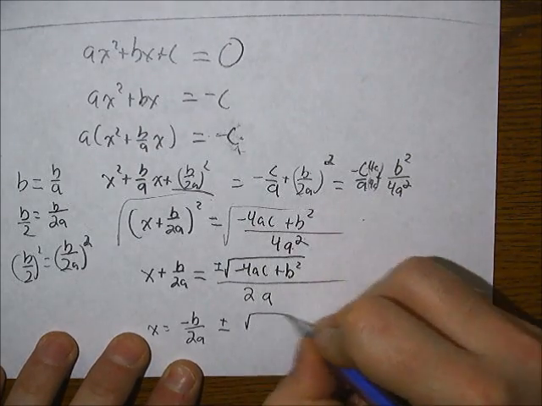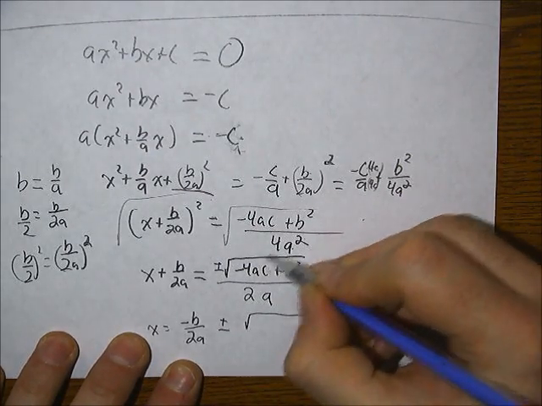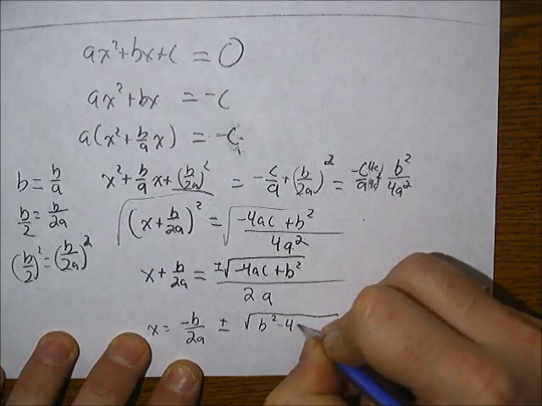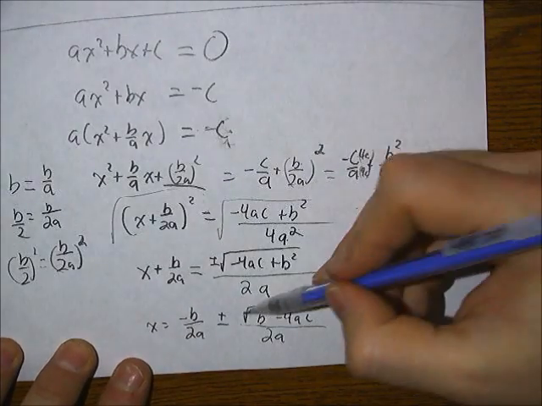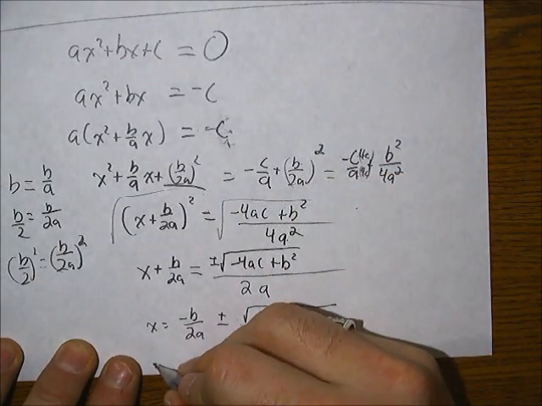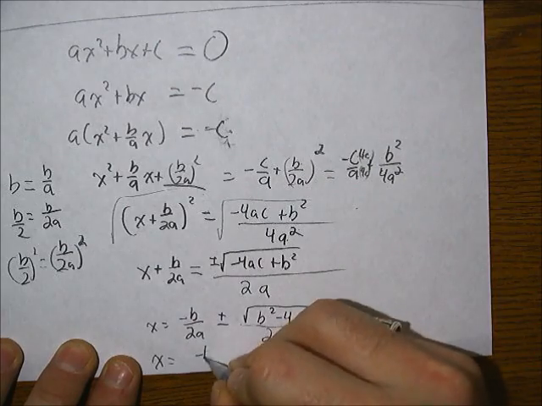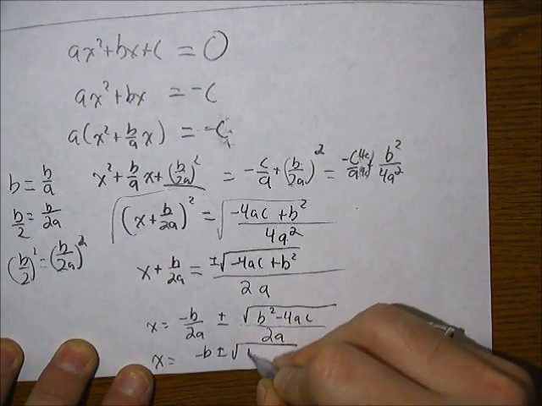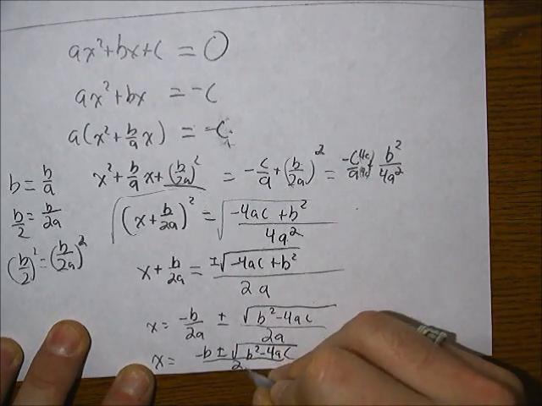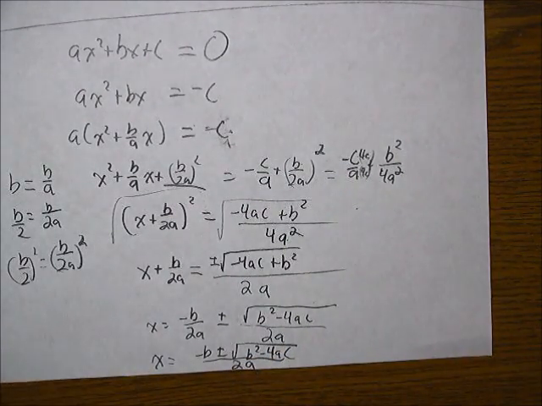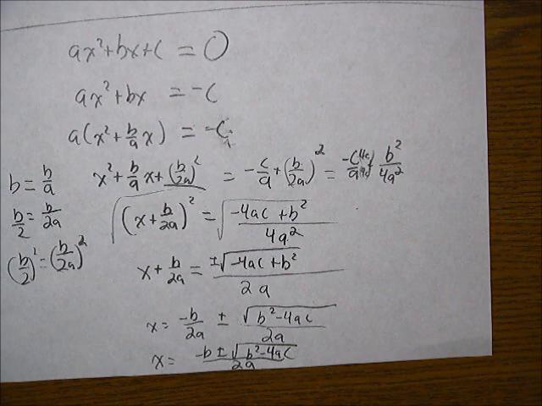Over 2a plus or minus square root. I'm going to go ahead and take the liberty to rewrite the order of these. B squared minus 4ac all over 2a. And as you can see, I have a common denominator, so I can combine into one fraction. Gives me x equals negative b plus or minus the square root of b squared minus 4ac all over 2a. And there we have it. Quadratic formula, which comes directly from completing the square on our generic standard form of a quadratic equation.